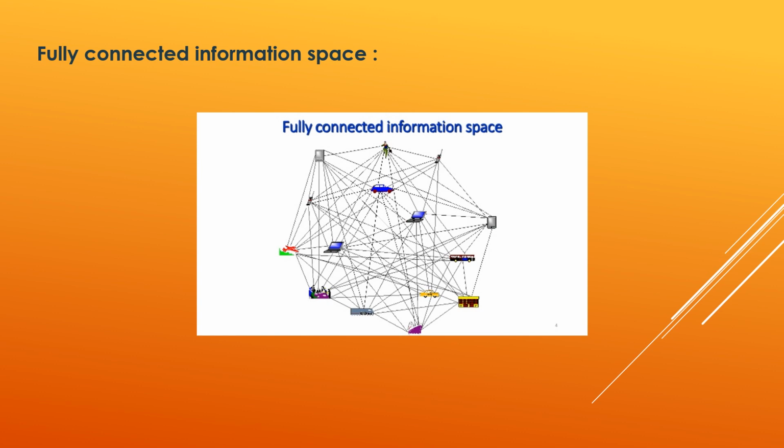Fully connected information space. This diagram shows the fully connected information space. In a fully connected information space, each node of the information space has some communication capability. Some nodes can process information. Some nodes can communicate through a voice channel. Some nodes can do both. It can be created and maintained by integrating legacy database systems and wired and wireless systems.